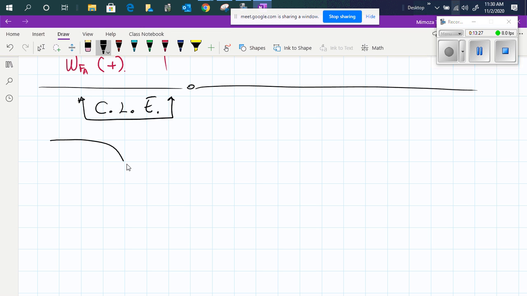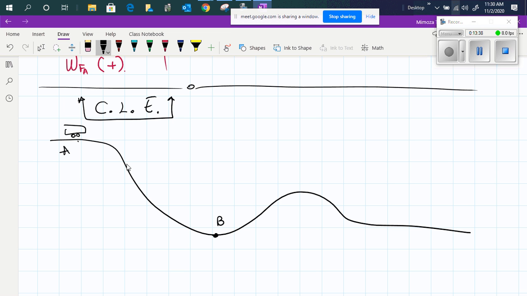If we have a roller coaster, let's say something like this, then we have the initial point A, and then this is the lowest point B, and then we have a certain point C, and then here is where the object is kind of moving with a constant speed.